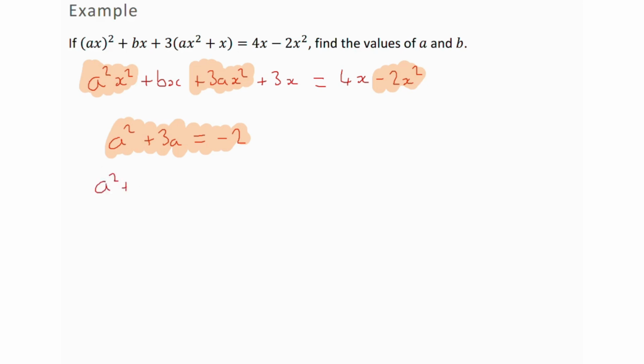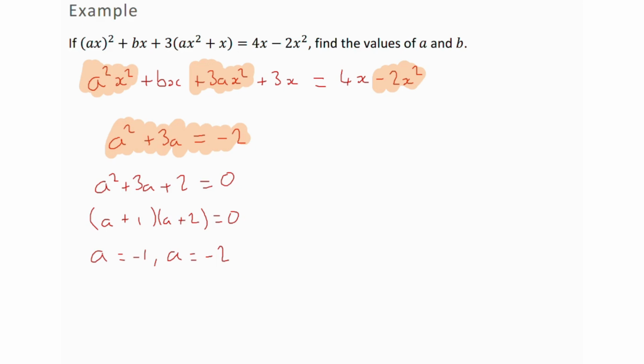That is, a squared plus 3a plus 2 is equal to 0, which is a quadratic which factorizes to a plus 1, a plus 2, which means a is either negative 1 or a is equal to negative 2.